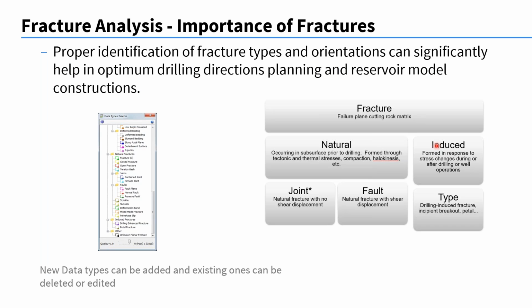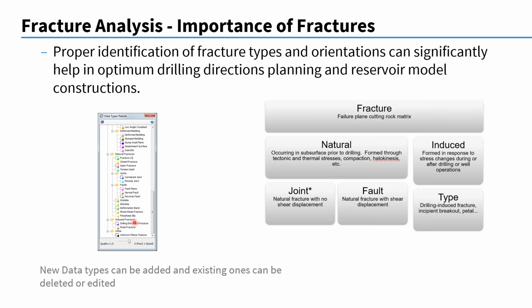The module inside IP also has an option for fracture analysis. Just to briefly talk about what a fracture is: it's a simple failure plane cutting the rock matrix, right? And they form in different orientations, which are related to the earth stress at the time of fracturing. So there are different types: the natural fracture, the induced fracture, joint fracture, fault, and in IP we have an option where you could select the type of fracture that you're dealing with.